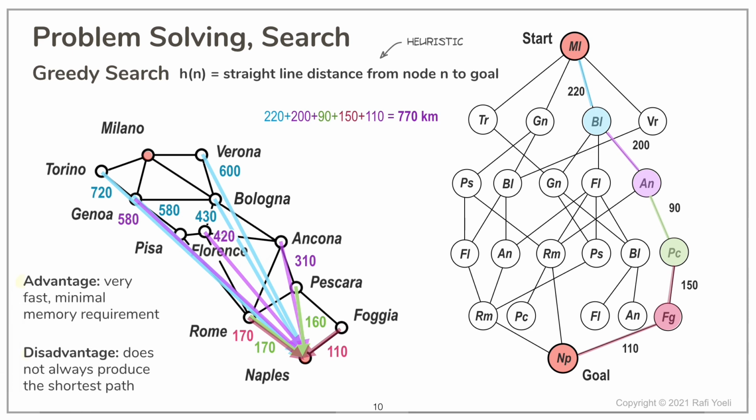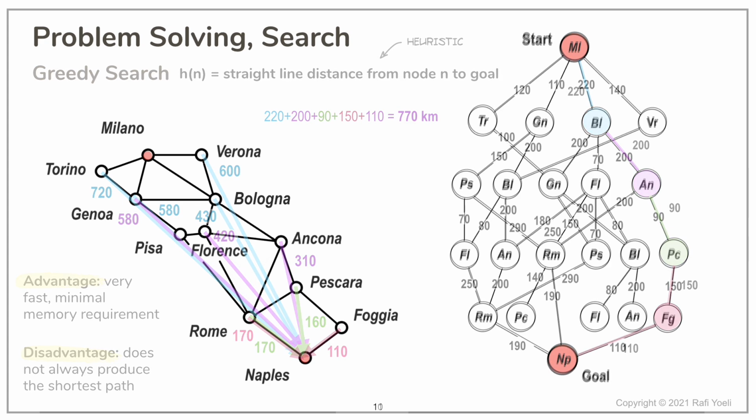Here are the advantages and disadvantages of the greedy search method. Advantages: very fast and minimal memory requirements. Disadvantage: does not always find the best solution, as it can be led astray by the heuristic.